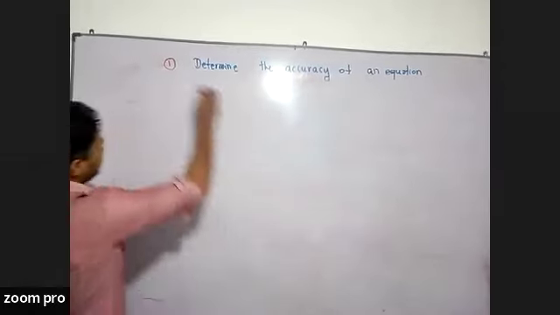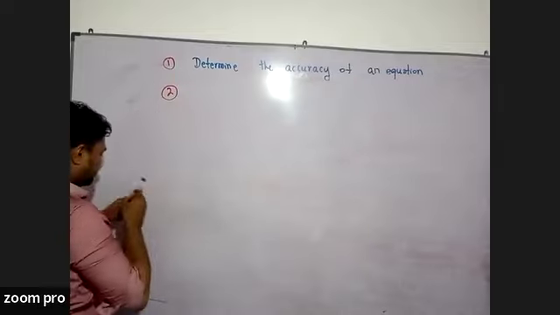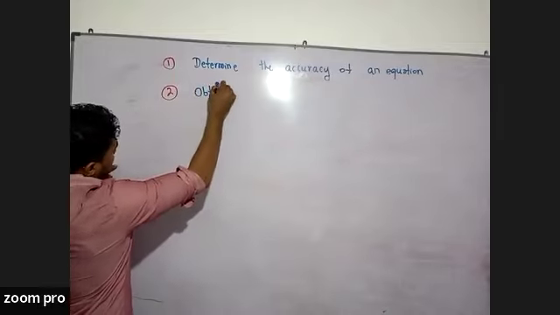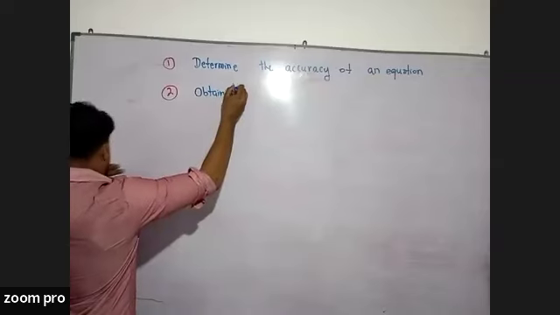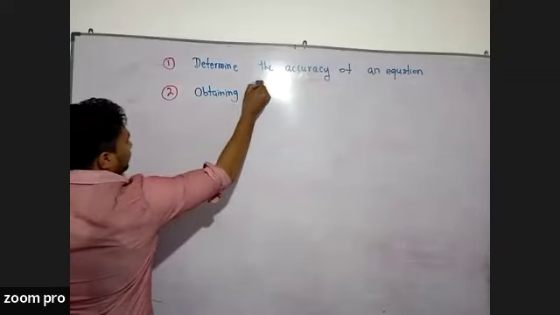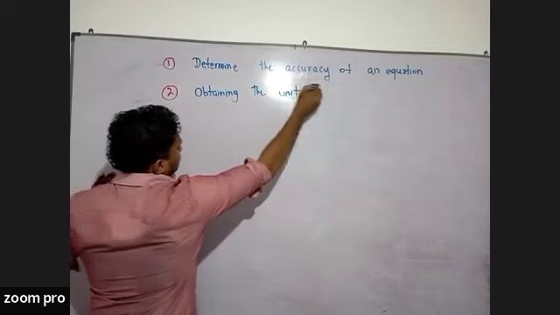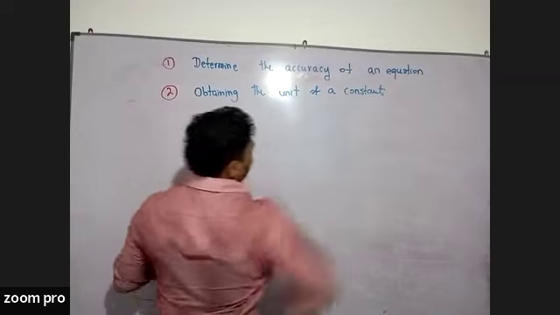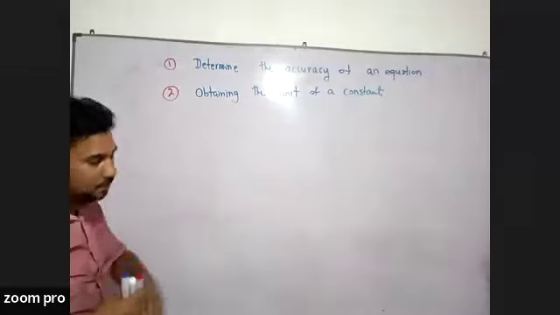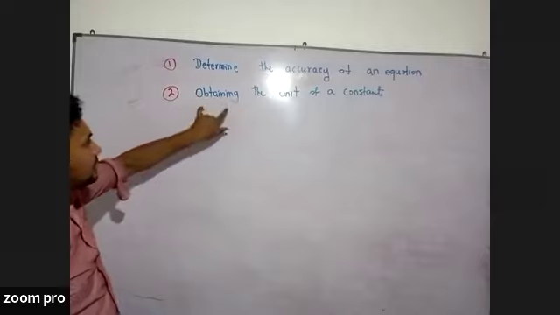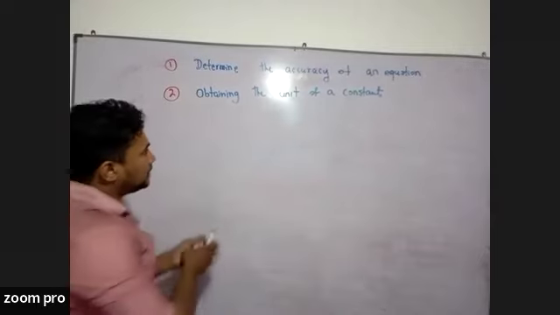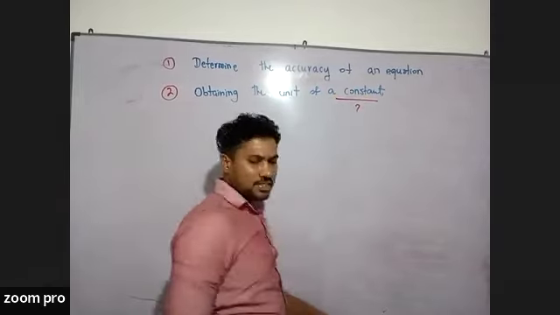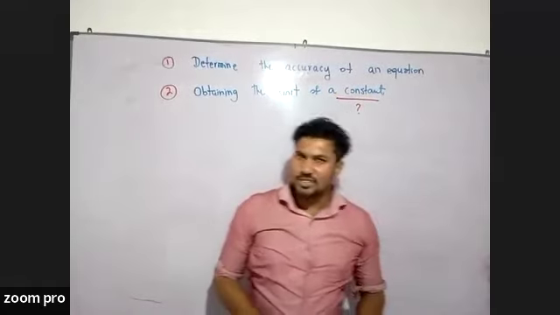So this is the first one, and the second one is, right. So this is the second importance of having an idea about the units. That is obtaining the unit of a constant. What's the meaning of constant?